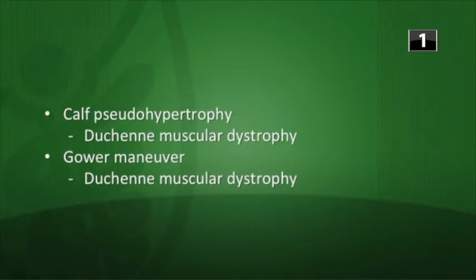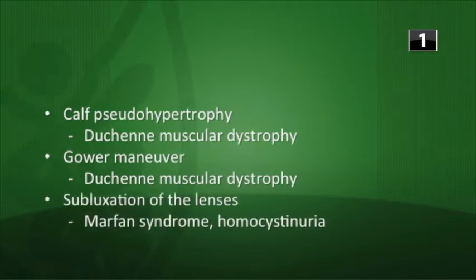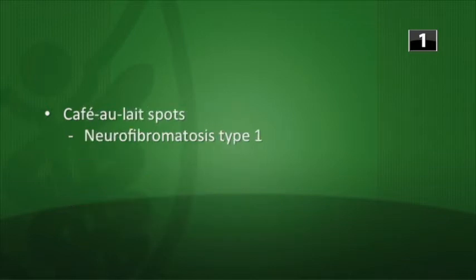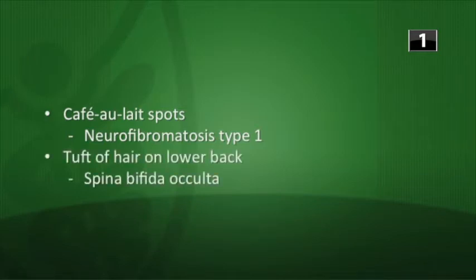Gower maneuver is also seen in Duchenne muscular dystrophy. That's where the proximal leg muscles are weak. So to get up off the floor, these kids have to sort of use their hands and push themselves up off the floor. They kind of walk their hands up their legs until they're upright. Subluxation of the lenses, that's a feature of Marfan syndrome and also homocystinuria. Cafe au lait spots are seen in neurofibromatosis type 1. And a tuft of hair on the lower back is a feature of spina bifida occulta.